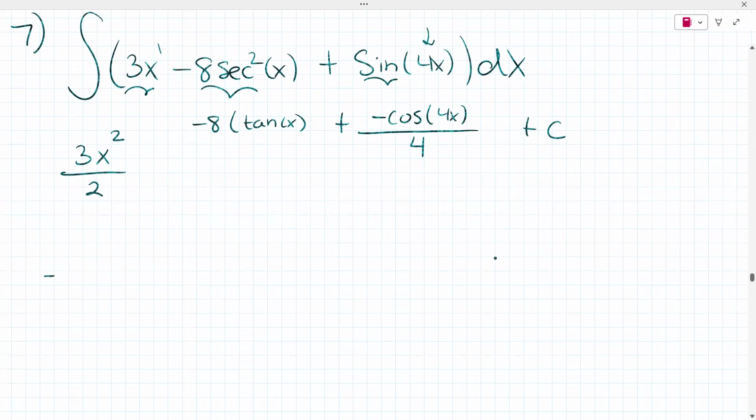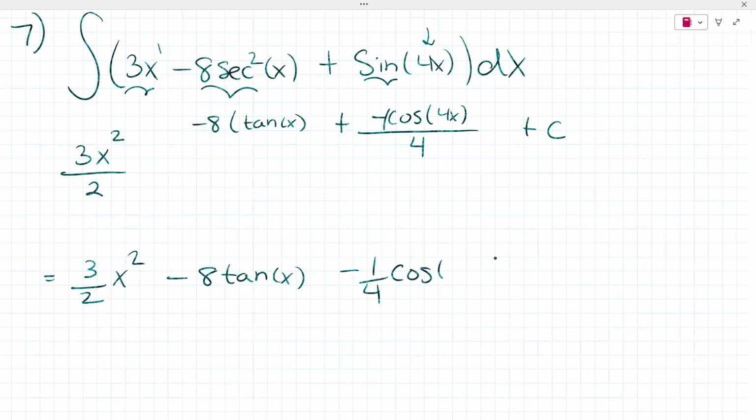So when you put it all together, you're going to get 3/2 x squared minus 8 tan of x. And then this is like an invisible negative one, so you can rewrite this as negative 1/4 cosine of 4x.